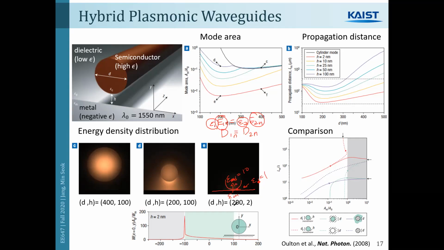So with this technique, you can achieve a very confined mode without too much loss, because even though some field leaks out into this dielectric portion, this is still almost lossless. So the loss is relatively small, but at the same time, you get a high concentration. So here's a comparison. Here, Lm is the propagation length, and Am is the mode size. We want the mode size to be small and the propagation length to be large.